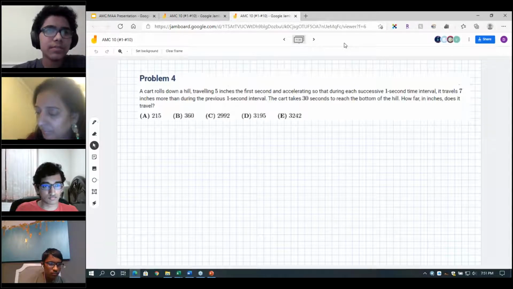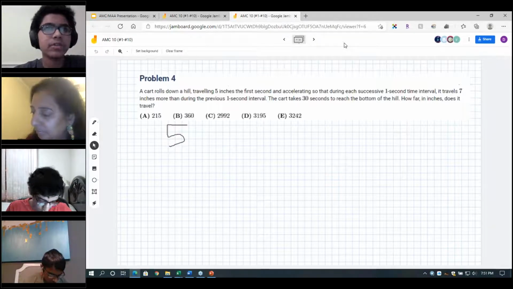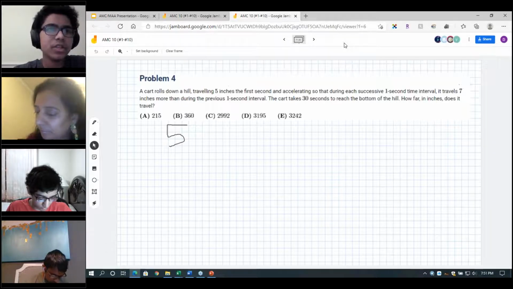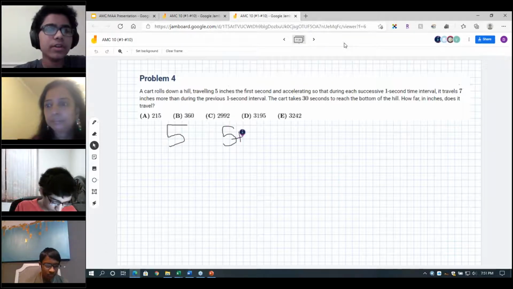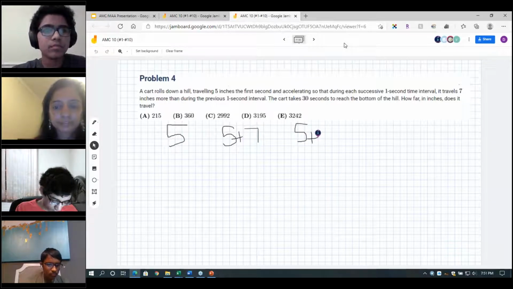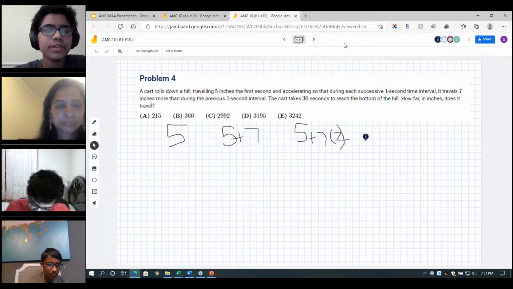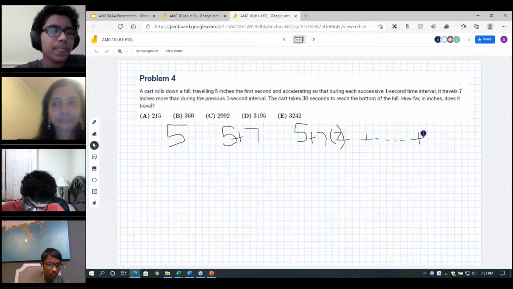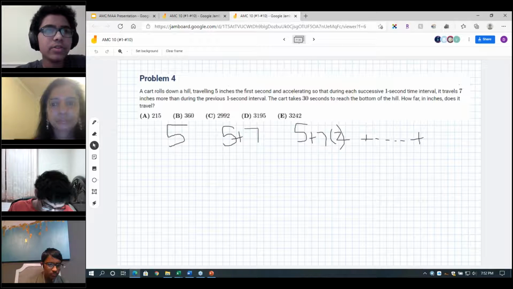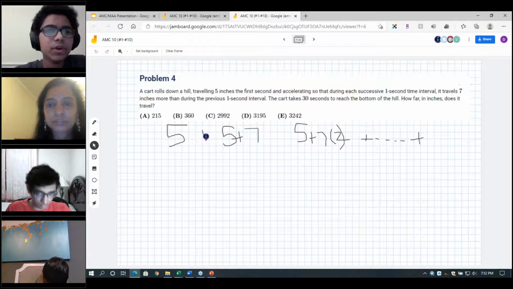So in the first second, it travels 5 inches. Then in the second 1 second time interval, it will travel 5 plus 7 inches. In the third, they'll travel 5 plus 7 into 2, which is 7 more. And so on. And this will go on for 30 successive time intervals. So the total distance that the cart travels is just the same as the sum of these 30 values. And if you notice, this is just an arithmetic sequence with 30 terms.